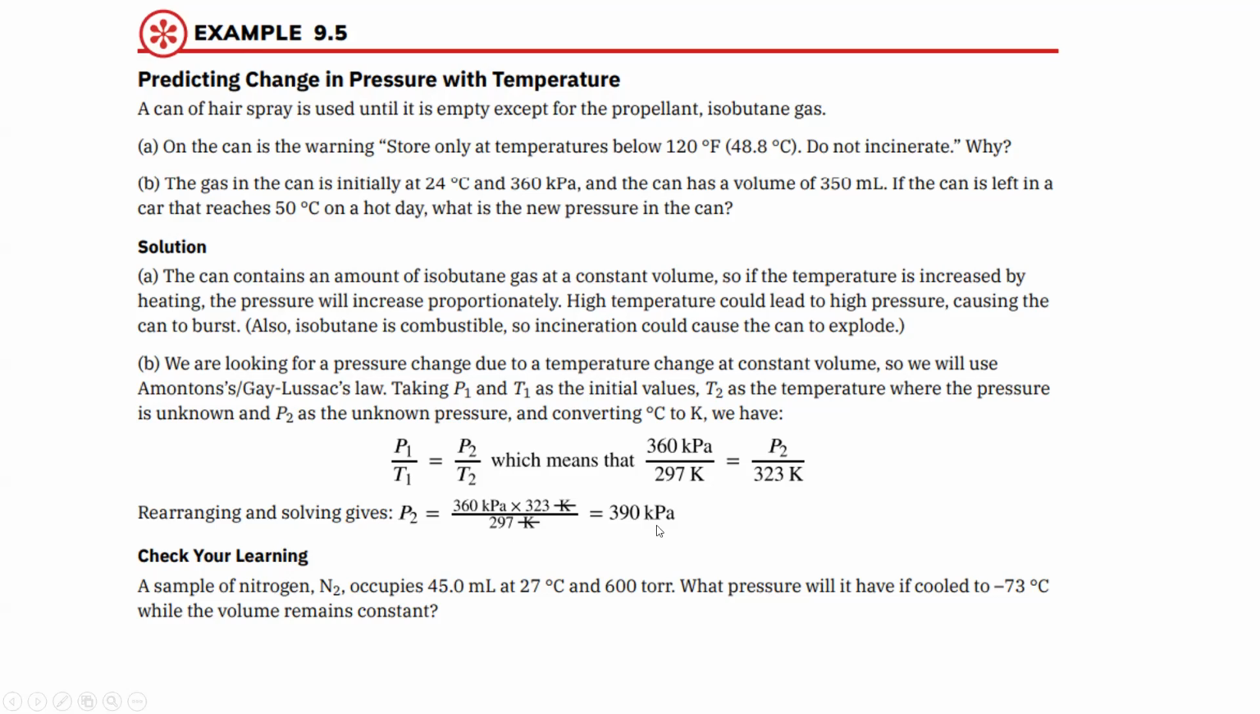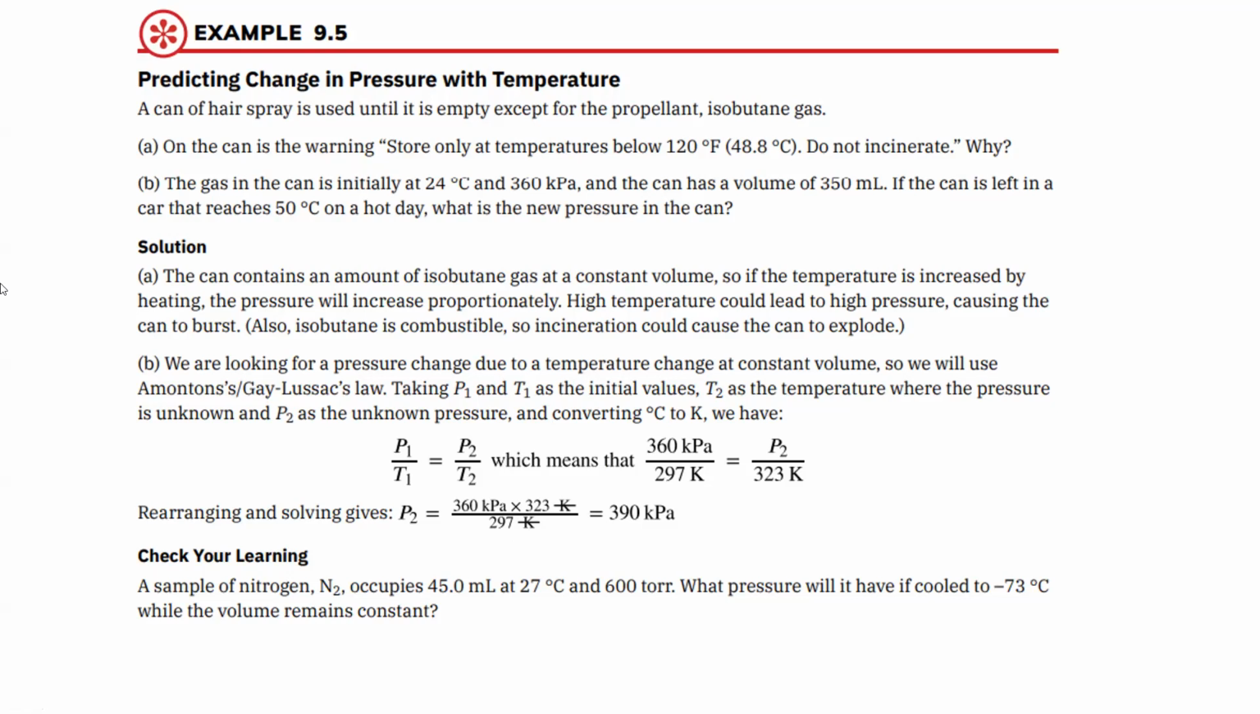And what we're going to see is we'll wind up with a new pressure of 390 kilopascals. We've got 2 sig figs in that initial pressure, so we can only have 2 sig figs in our final pressure. That's why we're going to round to 390. If you plug it into your calculator, you get something like 391.5-ish, but since we only got 2 sig figs, we round that to 390.